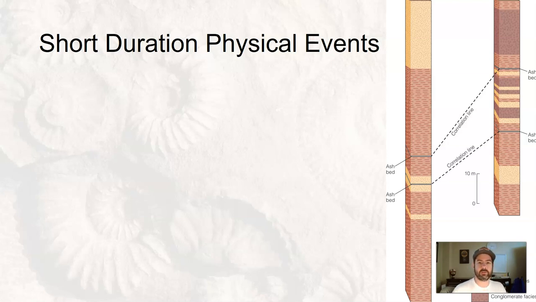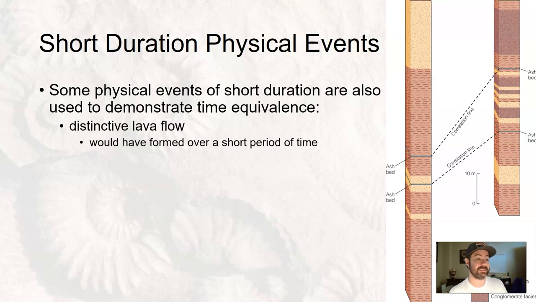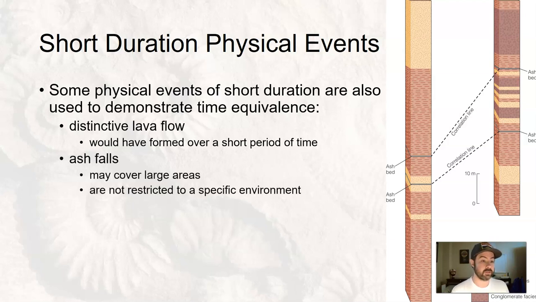There's other, besides strictly fossils, other physical geologic events, short term, that we can use to help us date particular rocks. But they usually have to be short duration events. So we can use that to determine time equivalence, such as distinctive lava flows that would have formed over a short period of time. This volcano erupted this particular lava flow at this particular time. Ash falls that may cover large areas and are not restricted to a specific environment because they can be widespread. Another one that I didn't put on here that just popped in my brain, large asteroid impacts, kind of the same as ash fall.